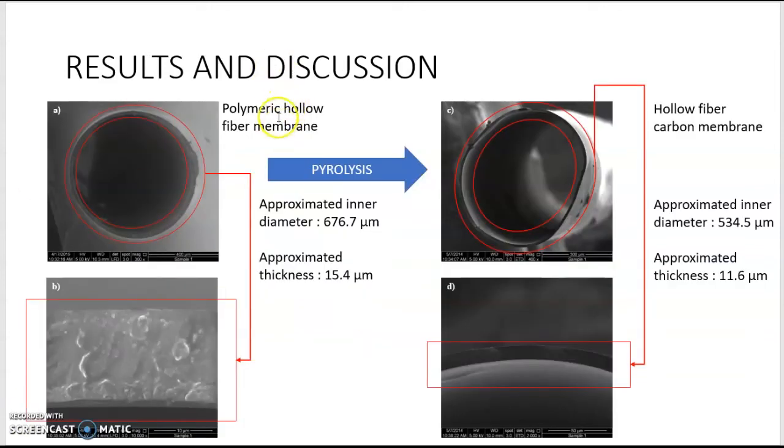So this is how it looks. The polymeric membrane, we can see that the thickness is around 15.4 micrometers, and this is the morphology of the polymer membrane. When we pyrolyze, the thickness decreases significantly, and the structure looks condensed and very dense due to the thermal treatment, and the approximate inner diameter is decreased as well.